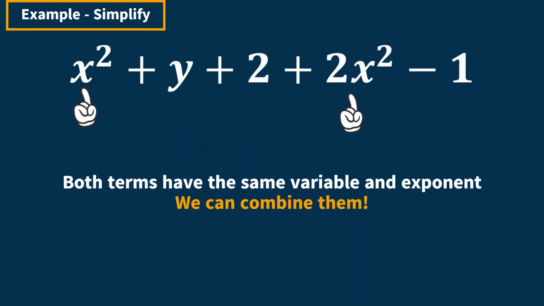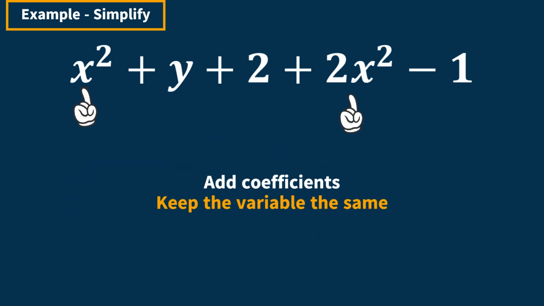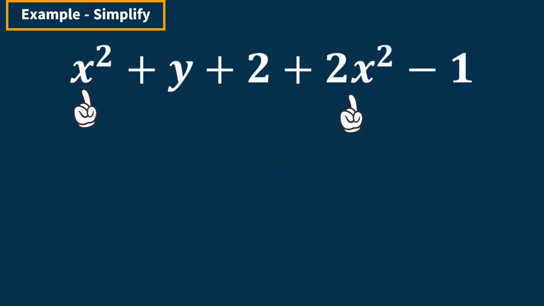When we combine, all we do is add the coefficients and keep the variable the same. The coefficient for our x squared term is 1, and the other coefficient is 2. Adding 1 plus 2, we get 3. So, combining these terms, we have 3x squared.